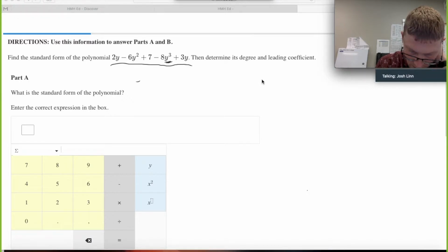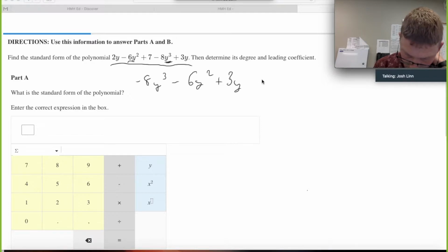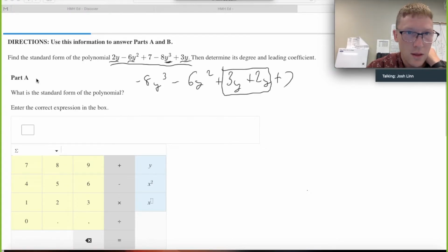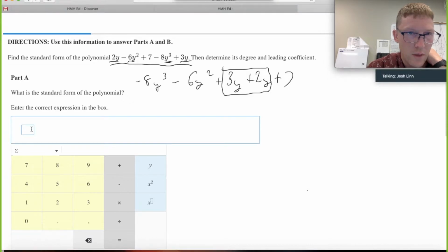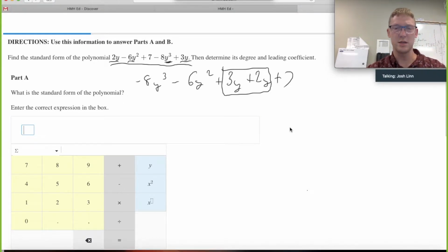Our y cubed is our first one. And I see a y squared, 6y squared. Then I see a 3y. Notice how I'm keeping the negative signs attached to the coefficients. Oh, there's 2 y's, plus 2y. And then plus 7. So we're going to combine those like terms into 5y, and we will enter the correct expression into the box.